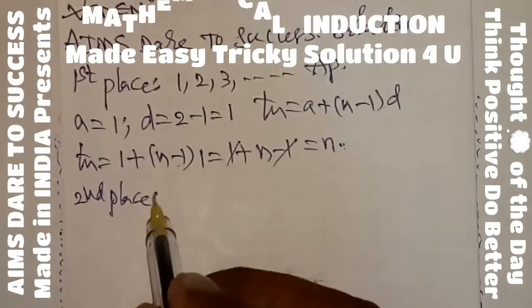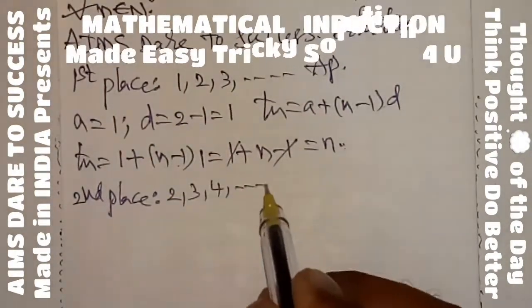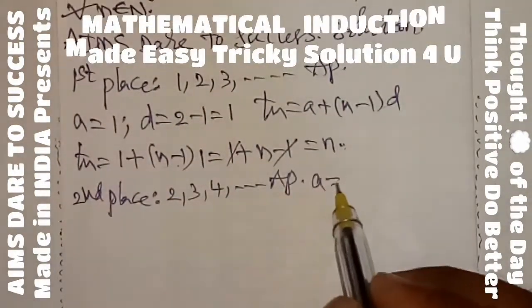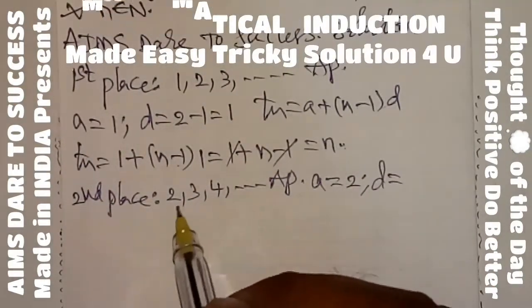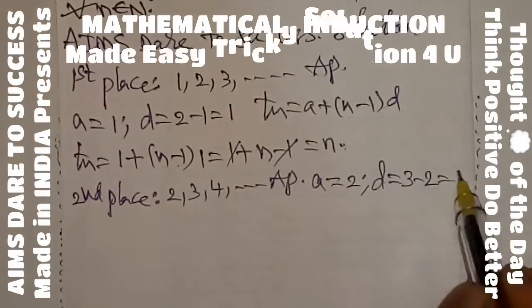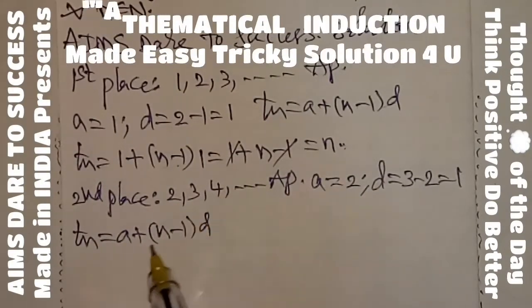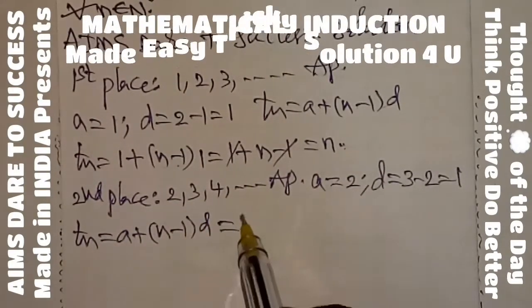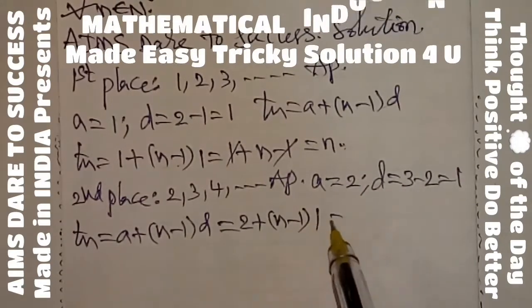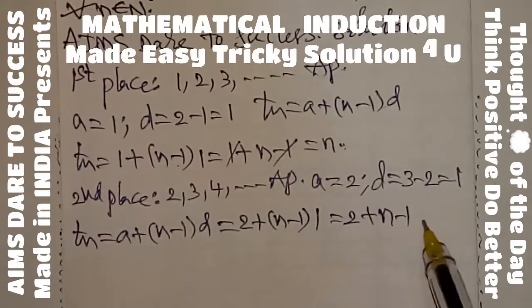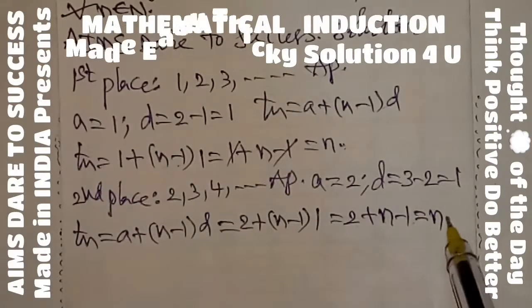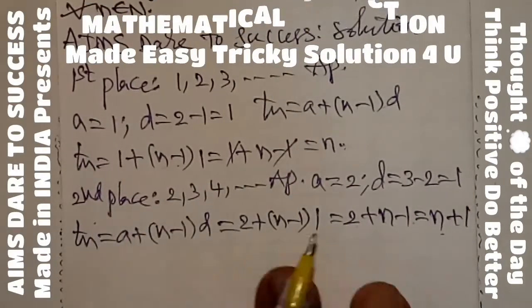According to the given question, the second place values 2, 3, 4 and so on are in AP. Here the first term A is equal to 2. The common difference D is the second value minus the first value, 3 minus 2, which is equal to 1. Next, the nth term Tn is equal to A plus n minus 1 into D, the AP nth term formula. Here the A value is 2 plus n minus 1 into the D value 1. Simplify: 2 plus n minus 1 into 1 is n minus 1. This can be written as n the same, 2 minus 1 is plus 1. So the second place nth term is n plus 1.